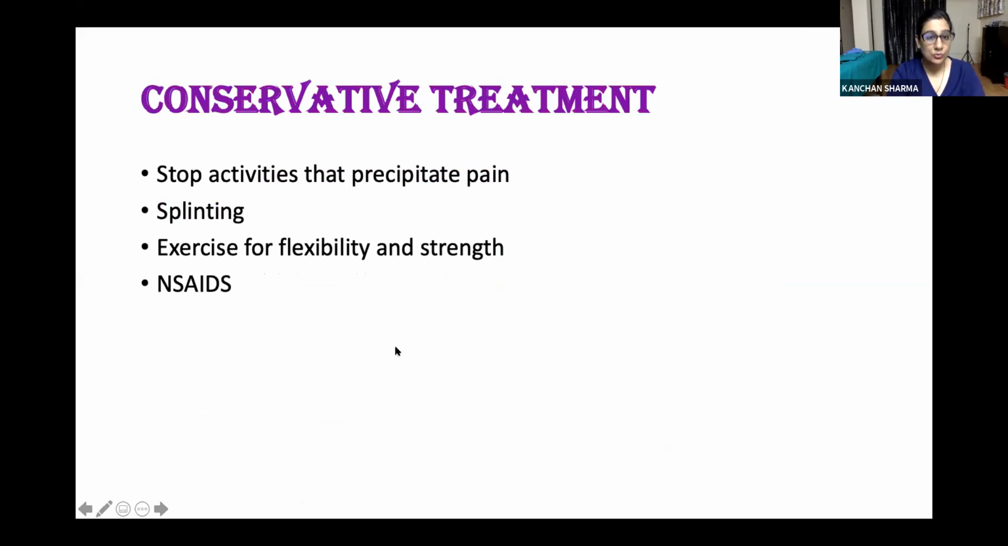Then what exactly should you do? Always in any entrapment, this is for everything, you stop the activities, ask the patient.